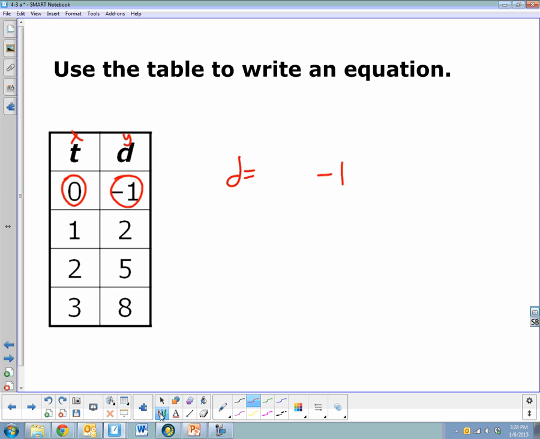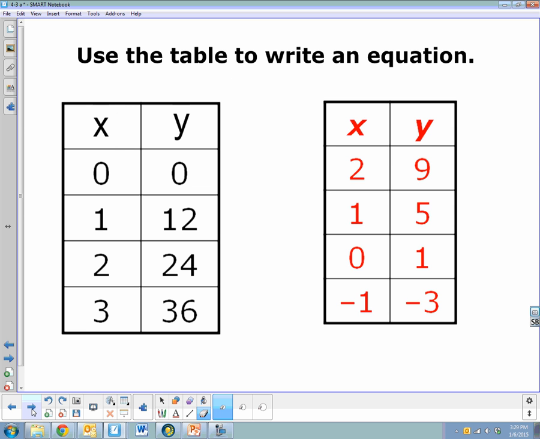So if I do 3 times x minus 1, sorry, not x, t. 3 times t minus 1 gives me my D value. Let's check the last one here. If t was 3, D should be 8. 3 times 3 is 9, minus 1 is 8. So my equation for this table is going to be 3t minus 1. And that's my equation.